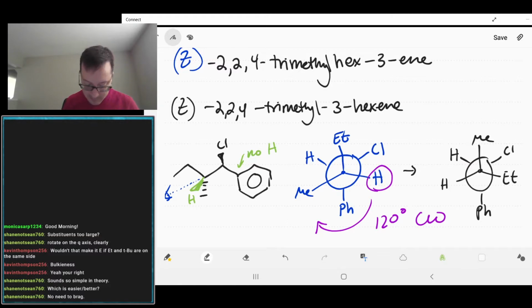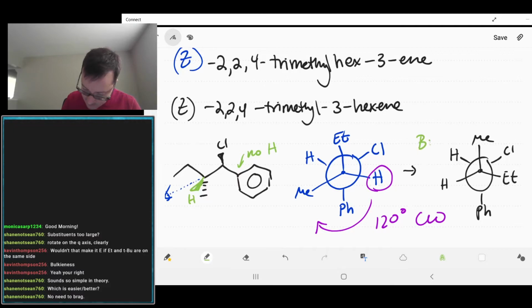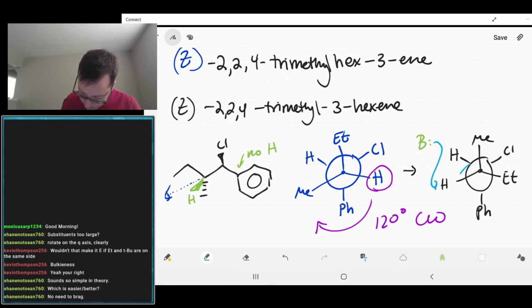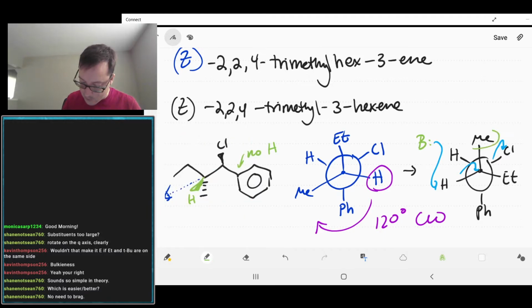And so now when we eliminate, here comes our base. We'll make our base green this time. Here it comes. Whoosh. Picks it out. Notice what we have: methyl and phenyl are on opposite sides to each other.